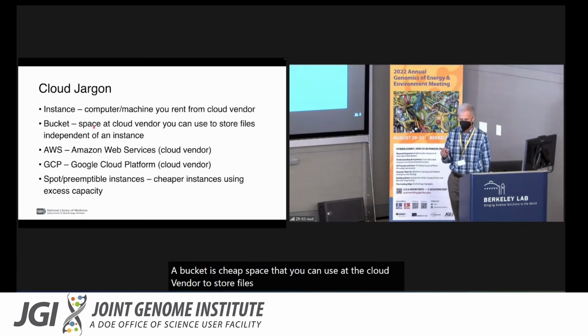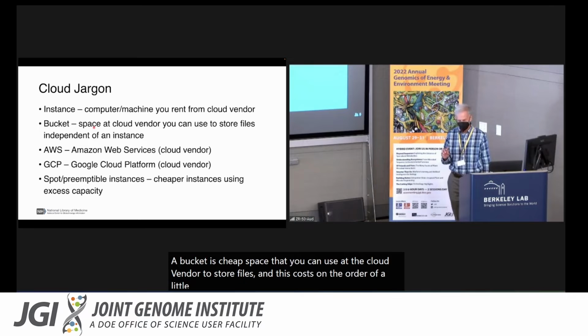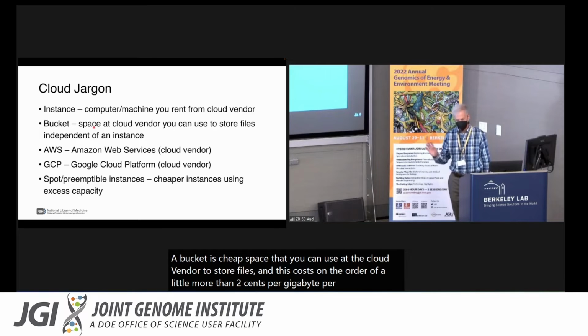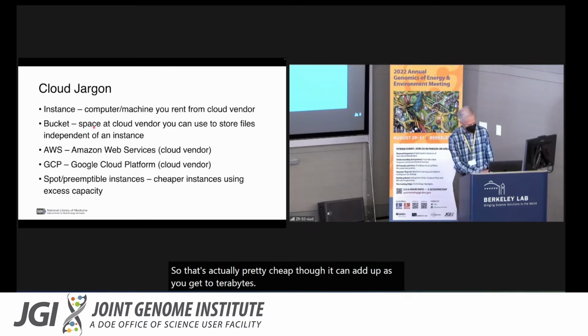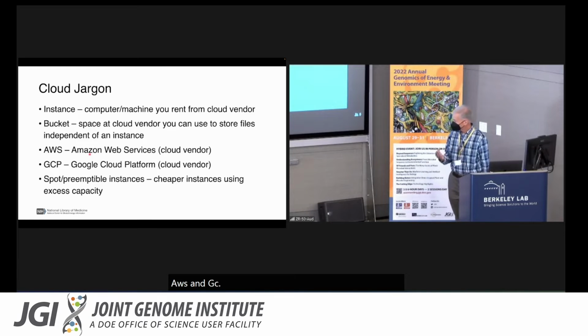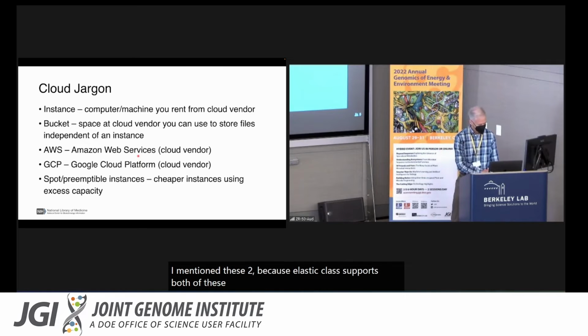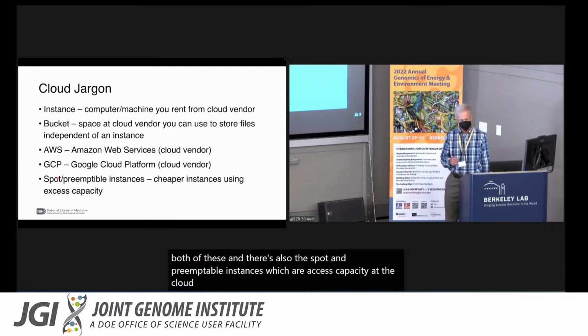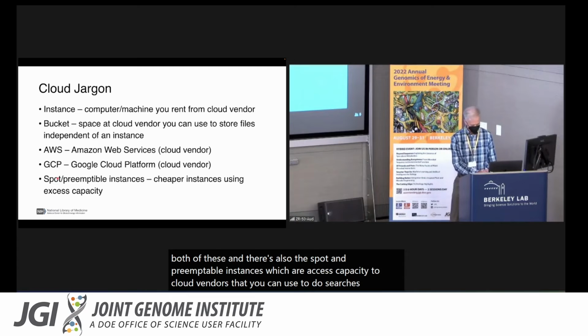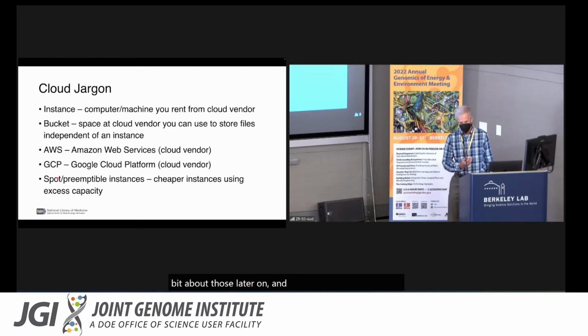And this costs on the order of a little more than 2 cents per gigabyte per month. So that's actually pretty cheap, though it can add up as you get to terabytes. AWS and GCP are cloud vendors. I mentioned these two because Elastic BLAST supports both of these. And there's also the spot and preemptible instances, which are excess capacity at the cloud vendors that you can use to do searches. I'll talk a little bit about those later on and how Elastic BLAST can help you with those.